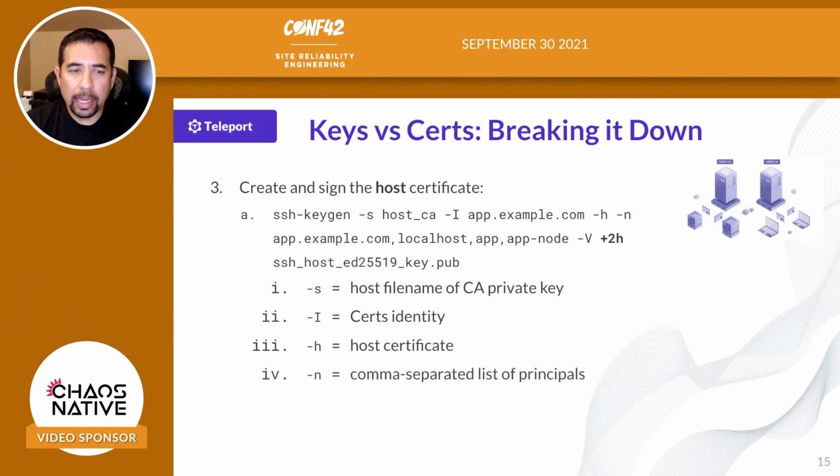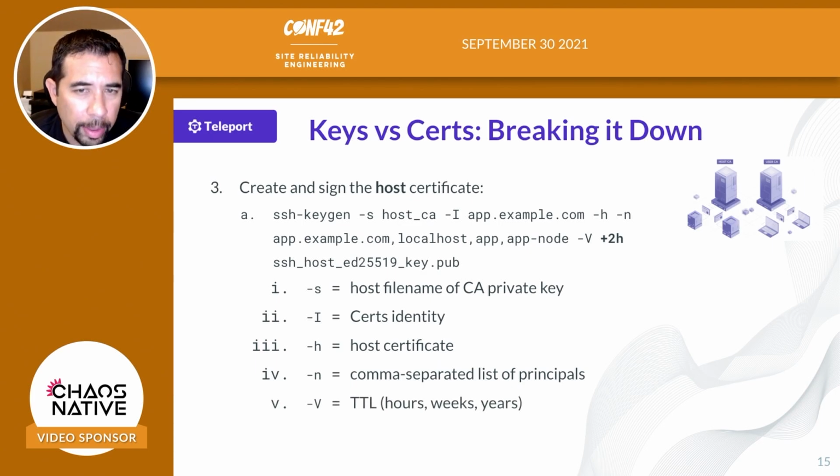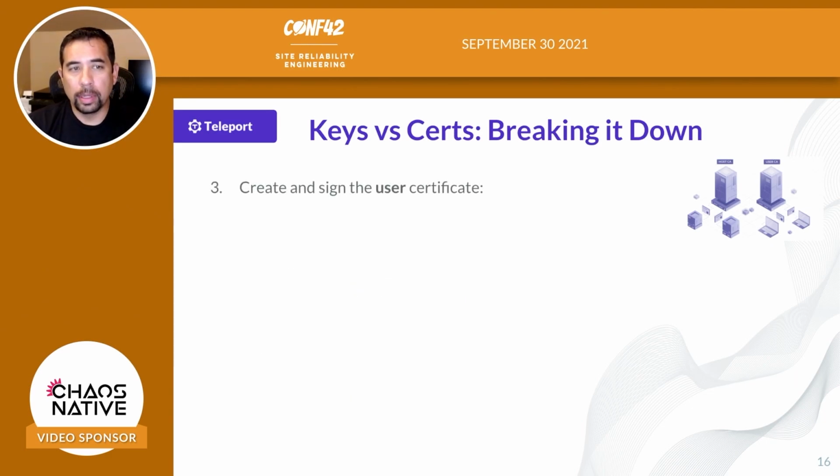The -n is our comma separated list of principals, which from a host side would maybe be your fully qualified domain name. So you can see an example: I've got app.example, localhost, app-node. The -V is a time to live, and we'll talk about that a little bit more. For this demo, we've got +2 hours for a host certificate. So after 2 hours from creation, this certificate will expire. And then we're tying in what that public key was, and it's going to export out that certificate.